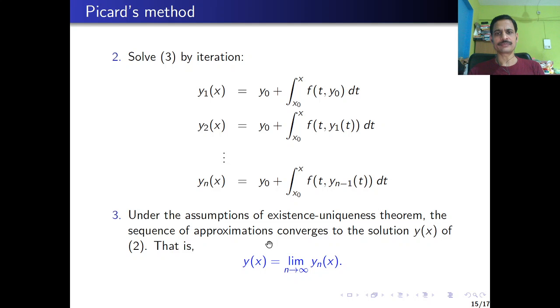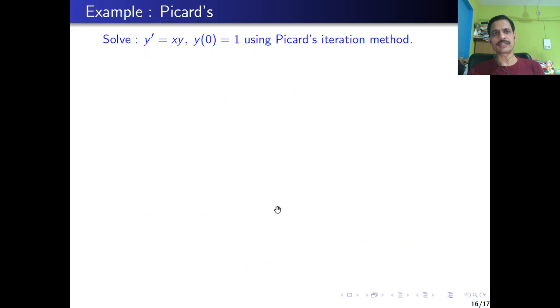So we'll see an example of solving using Picard's method. So the problem is y dash is equal to xy, and initial condition is y of 0 equal to 1. Of course, this equation can be solved directly also, because this is separable ODE, and Picard iteration is mostly used when we cannot solve it by direct method. But just to illustrate the method, we take a simple equation which can be solved by other methods also, and then we will compare whether both the solutions are same or not. Obviously, the solution should be same.